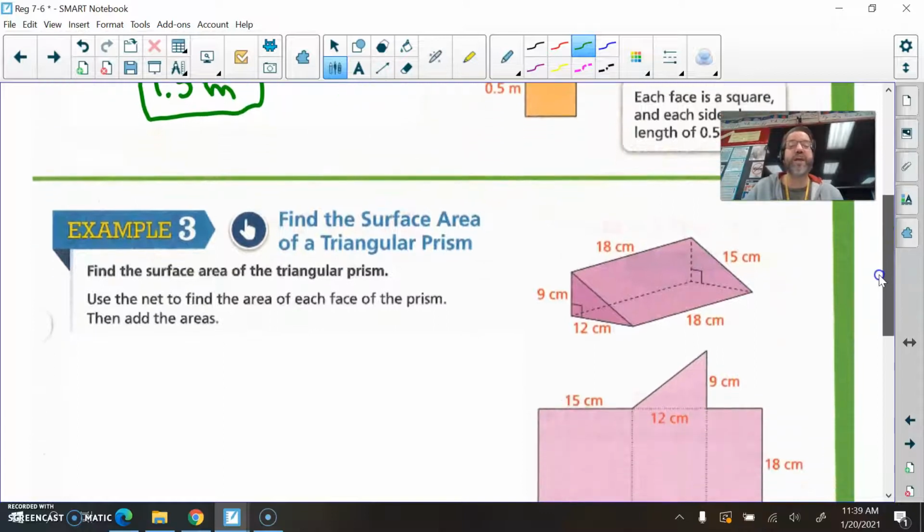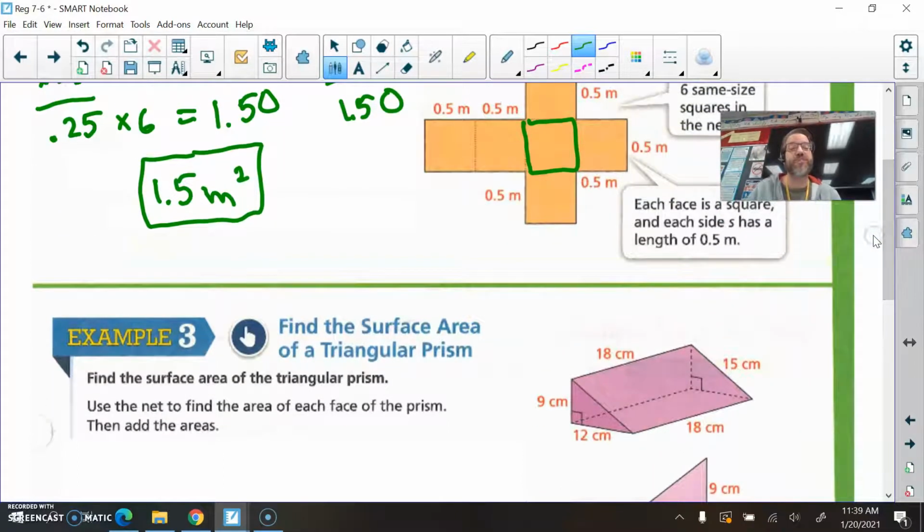Now, what if we have a triangular prism? Let's find the surface area of this triangular prism. So we have a triangle here, a right triangle. It's 9 by 12. The other face opposite that is also a right triangle with a height of 9 and a base of 12. But then the other 3 faces are all rectangles. We have one right here that's 18 by 15. We have one on the bottom that's 18 by 12. And we have one on the back that's 18 by 9.